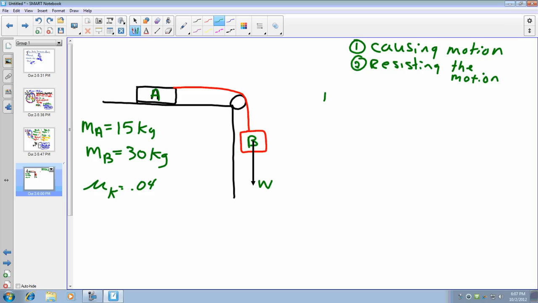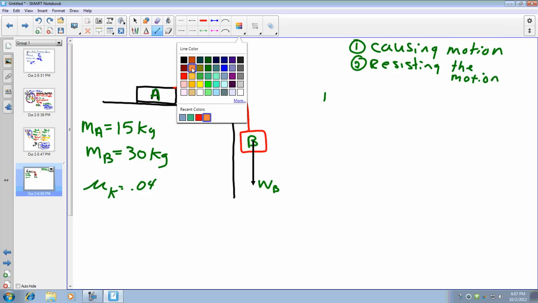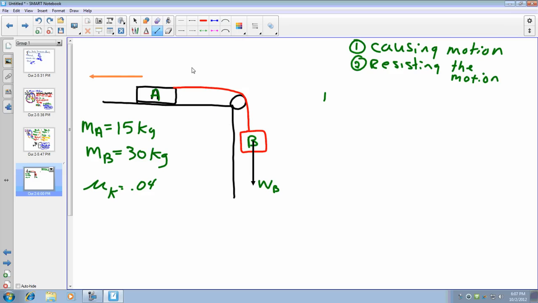Once we release this system, the weight of object B is going to be causing the motion. Well, what is going to be resisting that motion? That motion is going to be resisted by the force of friction of object A. And is this kinetic friction or static friction? Well, there's motion taking place, so it's going to be a kinetic friction value.